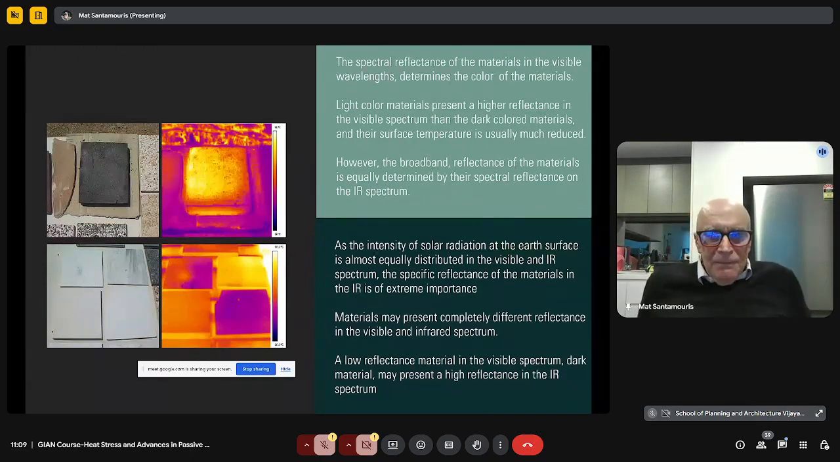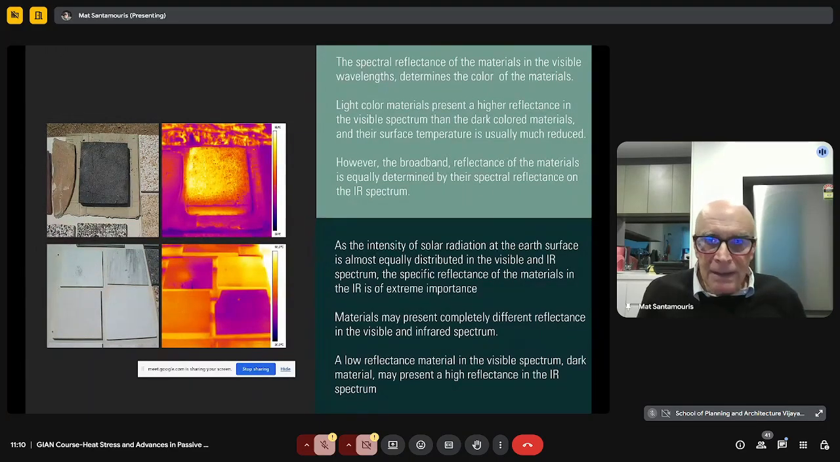In reality, the spectral reflectance of the materials in the visible wavelengths determines the color of the materials, because the human eye can only understand wavelengths in the visible part. And what really gets back and characterizes the color is the reflected radiation by the material. So a material which reflects a lot, almost at all wavelengths in the visible spectrum, is a material which has a light color, can be, let's say, a white color.